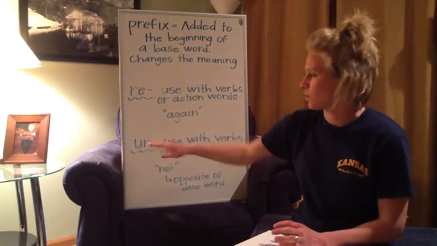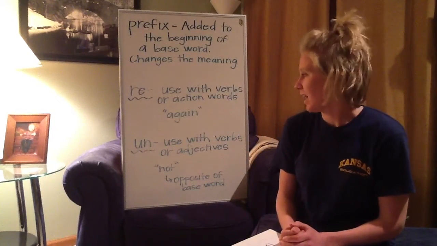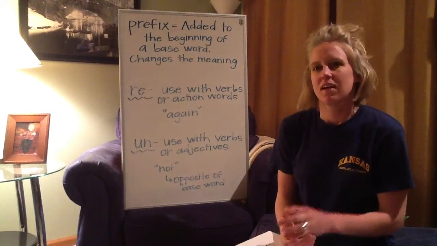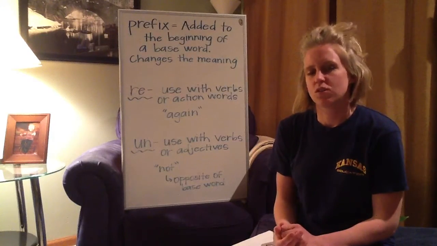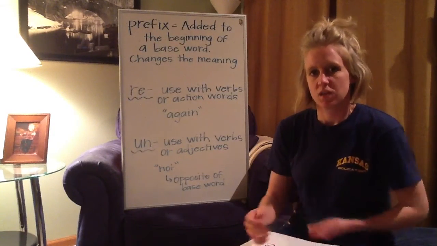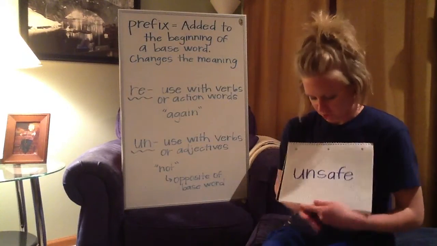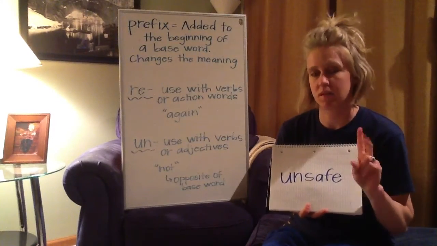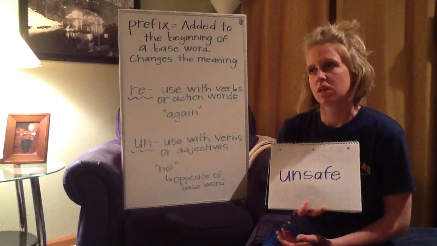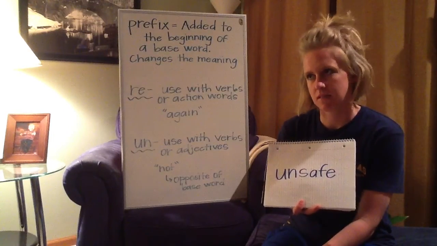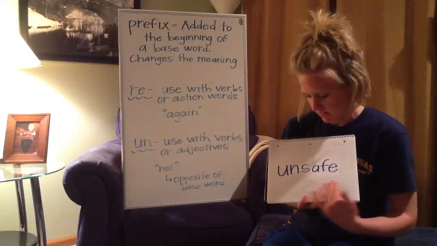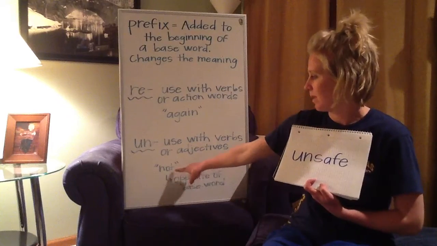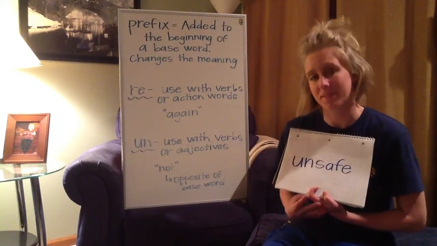Well, what we're going to do now is talk about the prefix un. When you have a prefix un, it's a part of a word that you add to verbs or adjectives. So, for example, if I have the adjective safe, which describes a noun, which is a person, place, thing, or idea. So if I want to describe a street, which is a noun, and I say that it is unsafe, then when you add the prefix un to the beginning of a base word, it means not, and it turns it into the opposite of something.